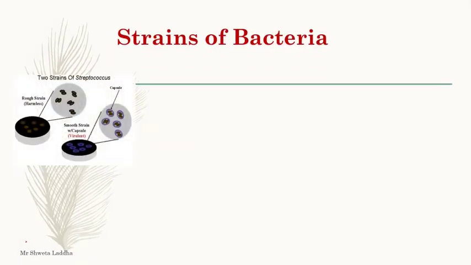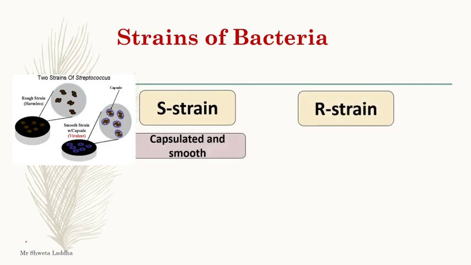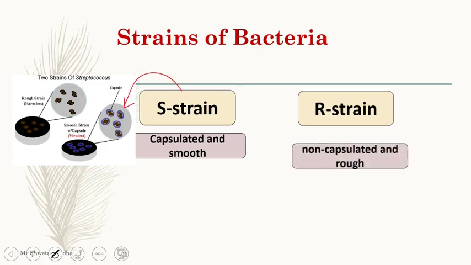There are two strains of this bacteria. One is a smooth strain and the other is a rough strain. The smooth strain is a capsulated strain. It is covered with a capsule. As you can see in this picture, it is covered with a capsule or covering. Whereas the rough strain is not covered with a capsule. You can see here it is rough.